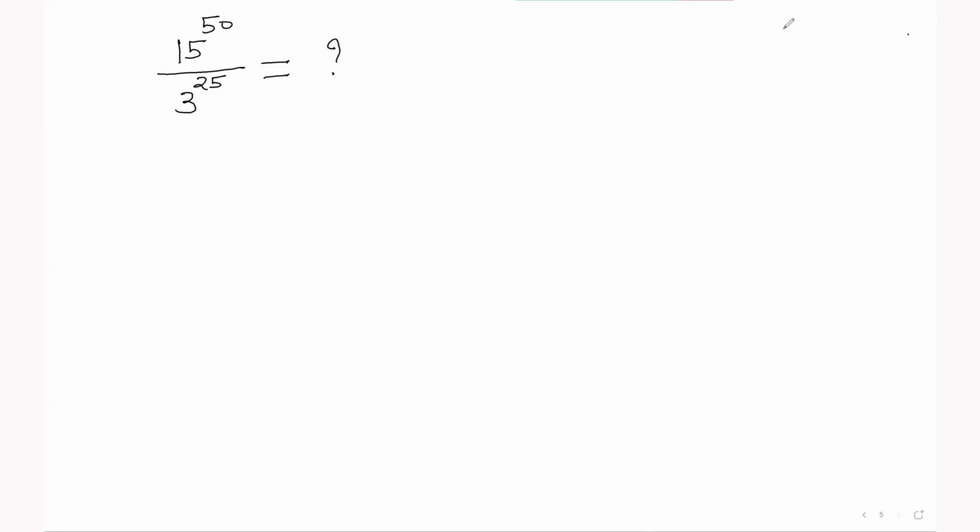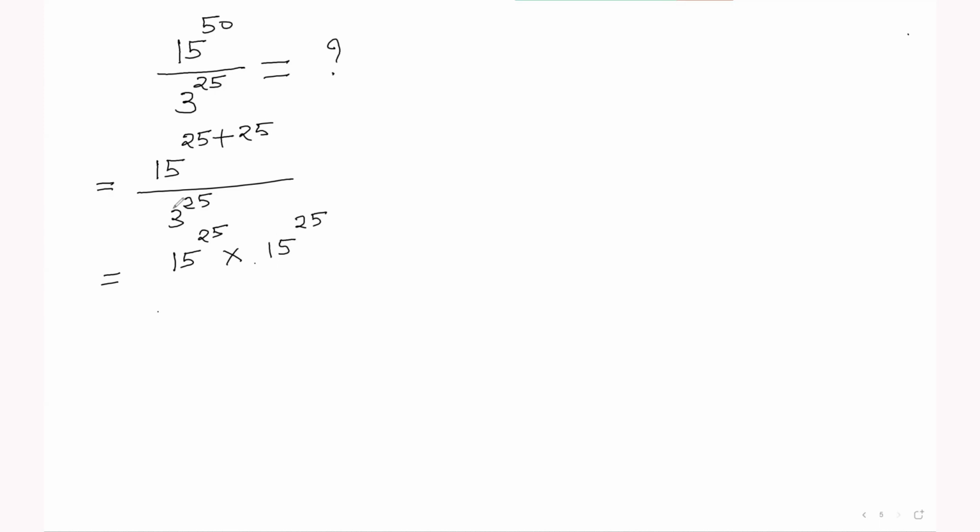Hi friends, we will try to find out what is the value of 15 power 50 divided by 3 power 25. At first, we can try to work it out like 15 power 50, I can write down as 25 plus 25 over 3 power 25. Now I can use my index law and I can write down that as 15 power 25 multiply by 15 power 25.